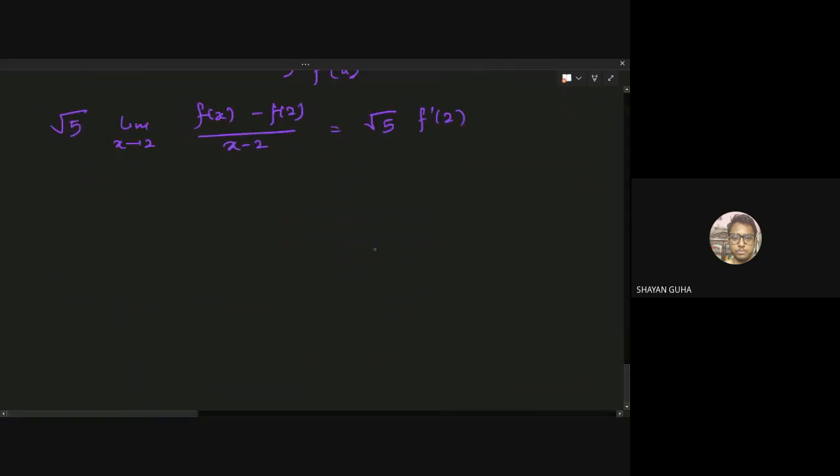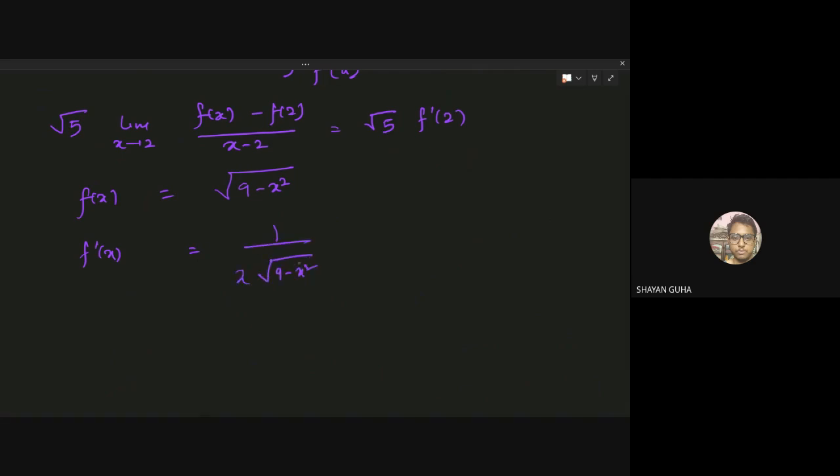So basically, what is f dash x? First of all, let me write f x. f x is nothing but root over 9 minus x square. So what will be f dash x? Basically, this will be 1 by 2 root over 9 minus x square. Now applying chain rule, I will get 0 minus 2x. So ultimately, this will give me minus x by root over 9 minus x square. This is the derivative of the function at any point x.